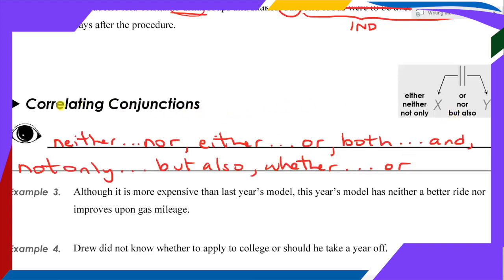When we have these correlating conjunction pairs, what we need to make sure of here is that the two items, the two words or phrases that come after each half of the pair, need to be parallelized. So if we have either adjective, we have to have or adjective. If we have neither and then a noun, we have to have nor and then a noun. So again, it is the items, the words or phrases that come after each half of the correlating conjunction that you want to be parallelized.